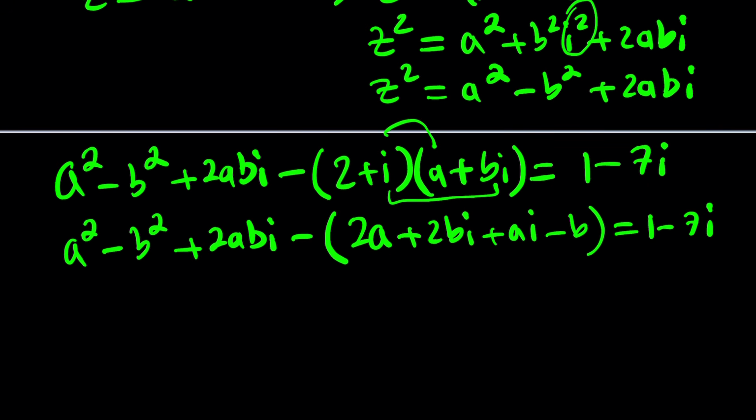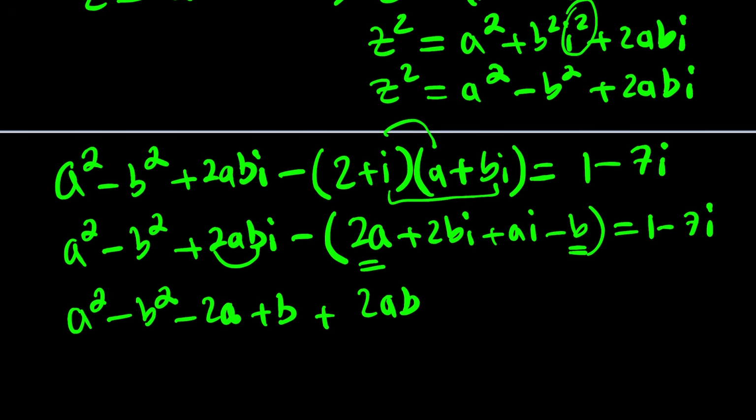Now we're going to negate everything inside the parentheses and put the real parts and imaginary parts together. So we have a squared minus b squared, and I want to bring this over as a minus 2a, and this as a plus b, because they're being negated. And then I have the 2abi. 2ab is part of the imaginary part. And then we have minus 2b minus a. And the whole thing is going to be the coefficient of i, which is called the imaginary part.